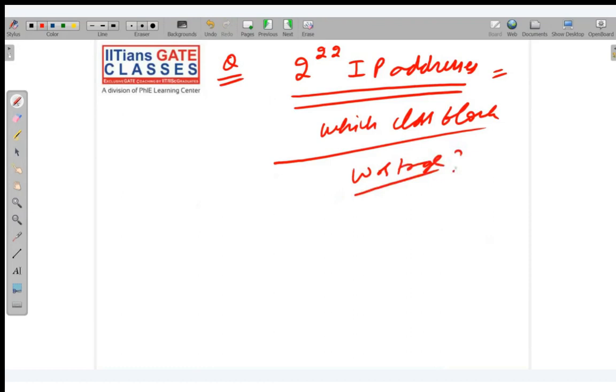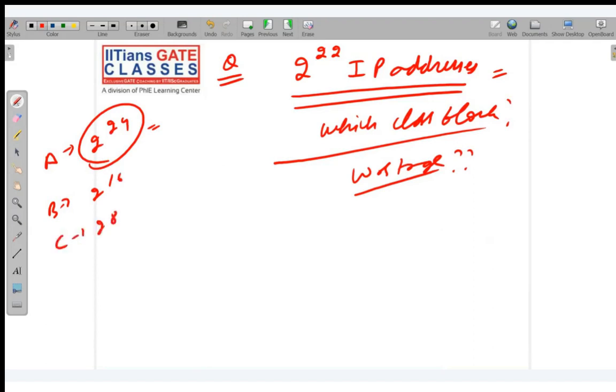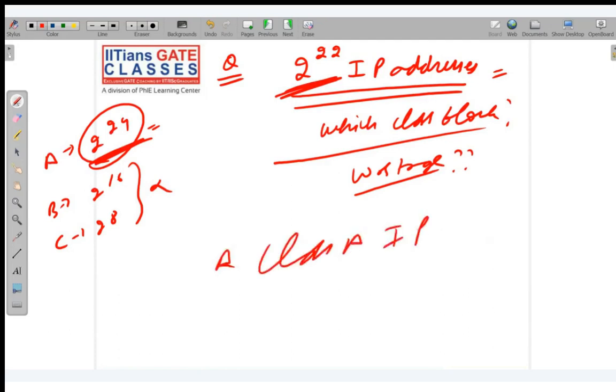See this. Class A: a total of 2 power 24 IP addresses can be given to each organization. Class B, 2 power 16, and class C, 2 power 8. So B and C are out of the question because I need 2 power 22 IP addresses. The only option left is to give a class A IP address. So the answer to this question is that a class A block will be given.